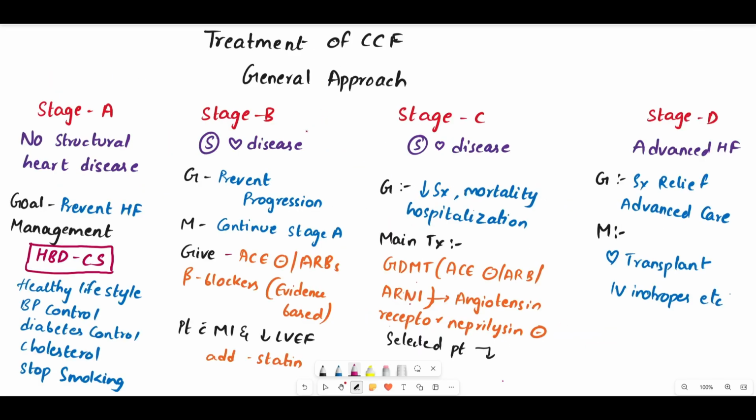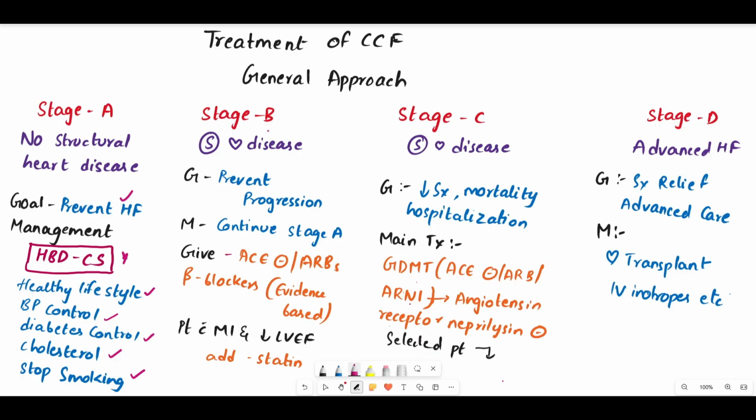So coming back to the different stages under this general approach. The first one is stage A. In this stage, there is no structural heart disease. The main goal is to prevent heart failure. Coming back to the management under this, just remember the trick as HBDCS, where H means healthy lifestyle, B means BP control, D means diabetes control, C means cholesterol reducing, S means stop smoking. So these are the management under stage A.